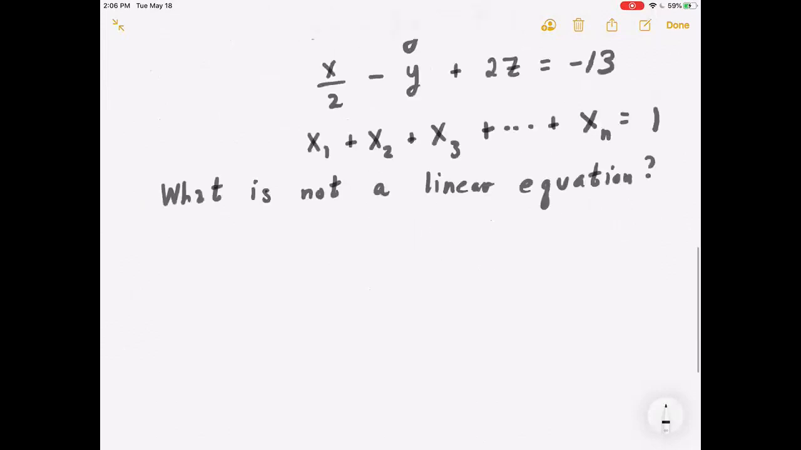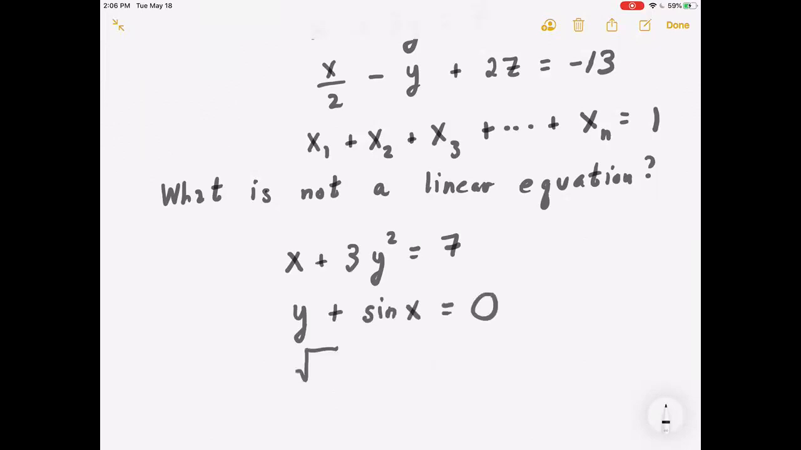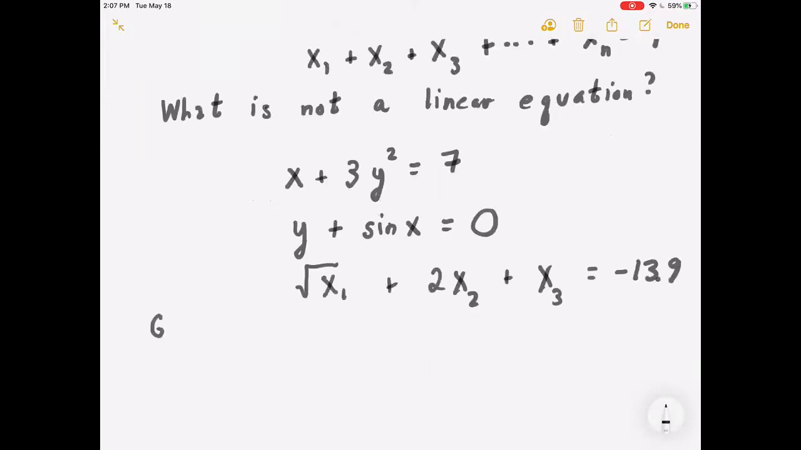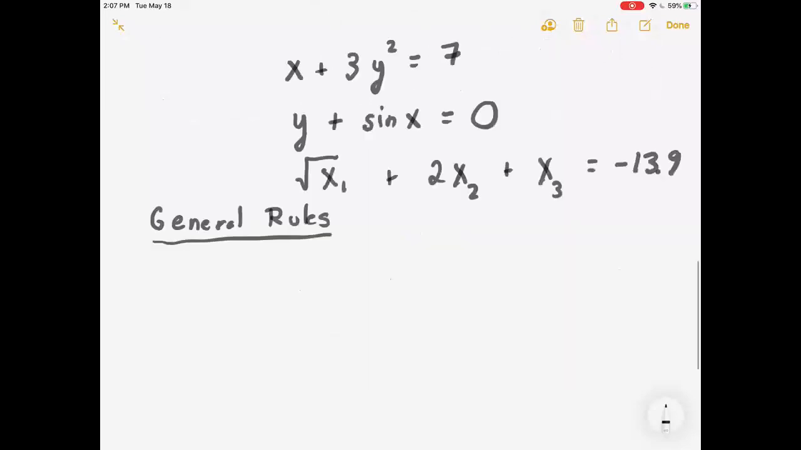So for example, X plus 3Y squared equals 7 is not a linear equation. Y plus the sine of X equals 0 is not a linear equation. The square root of X sub 1 plus 2 times X sub 2 plus X sub 3 equals minus 13.9 is not a linear equation. So if you sit down and look at these 6 examples, there are some general rules that you can use or discern that'll tell you how to obtain a linear equation.